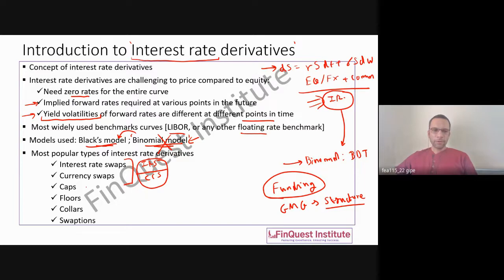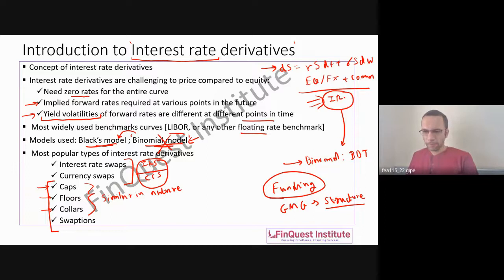But here we are going to focus our discussion on the last four varieties: caps, floors, collars, and swaptions. If I look at these four items, I can combine the first three together because these are very similar in nature, whereas swaptions is slightly different. The structure of these three items is comparatively similar to each other. So once we study caps, understanding floors is easy. And once we know caps and floors, it's just one step ahead to understand collars.